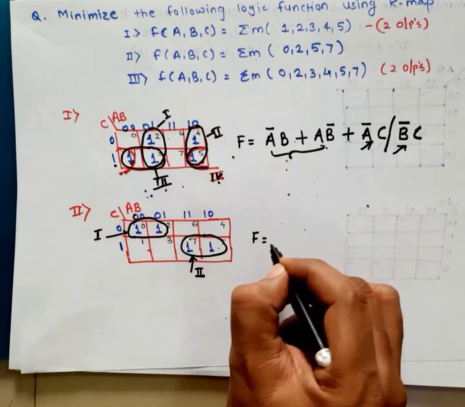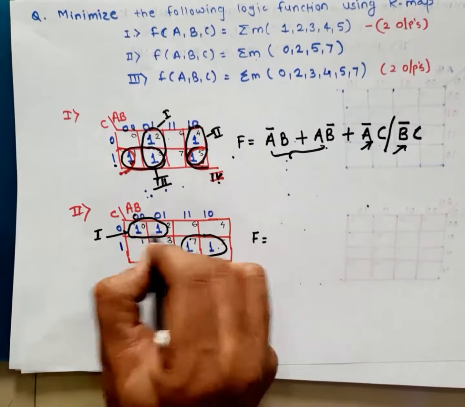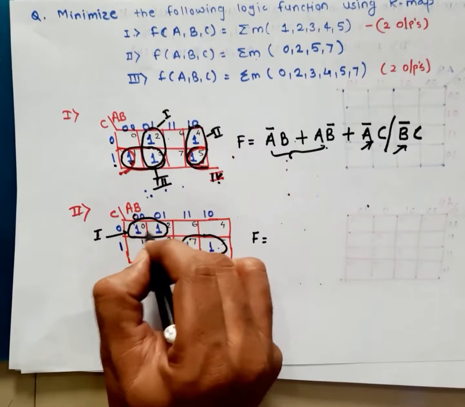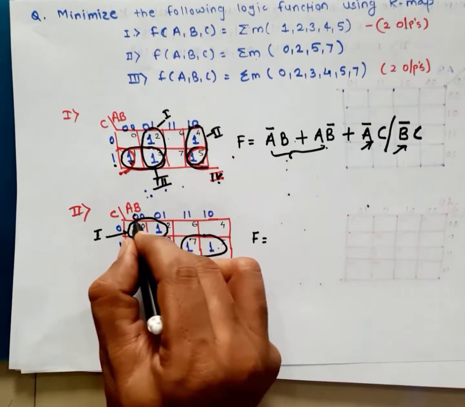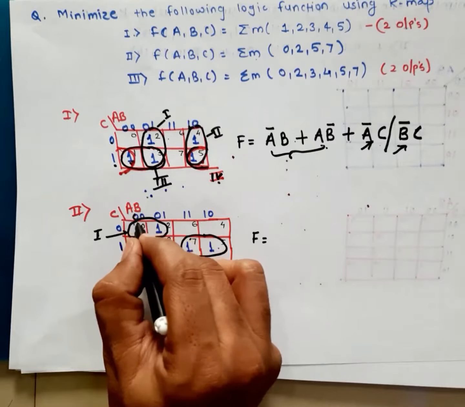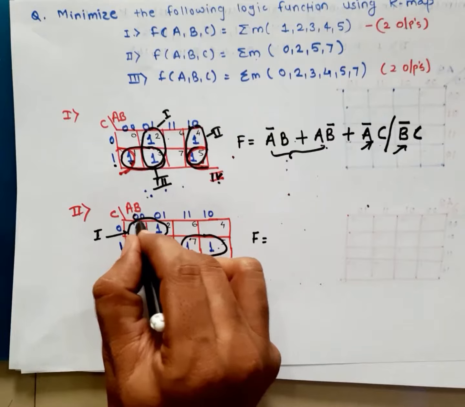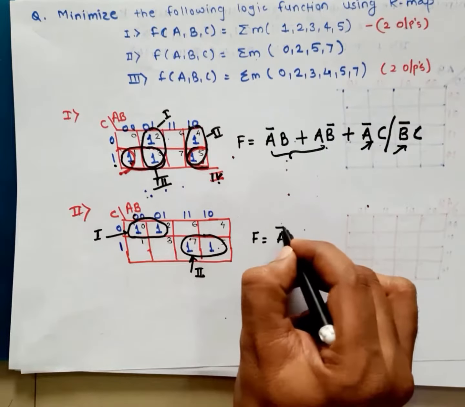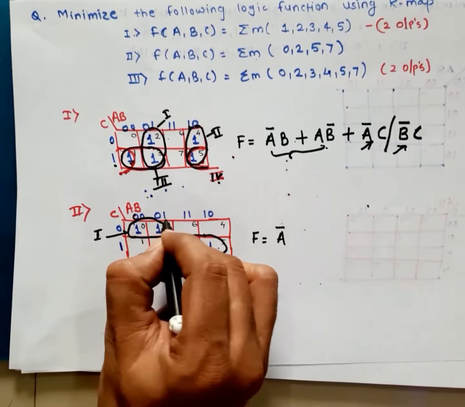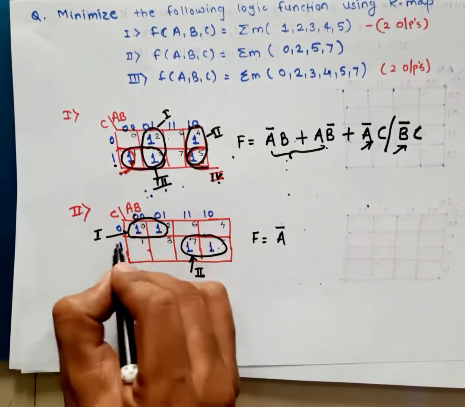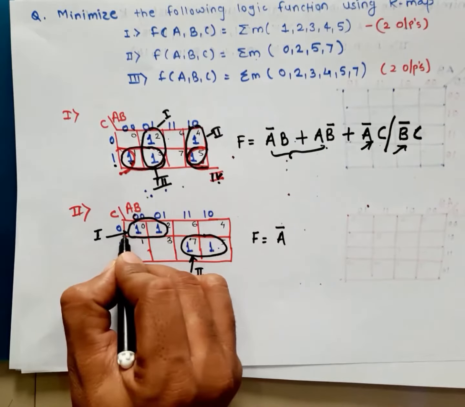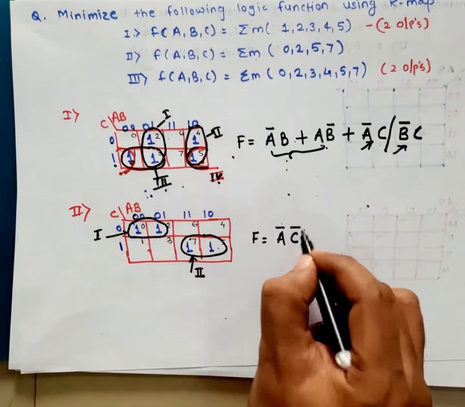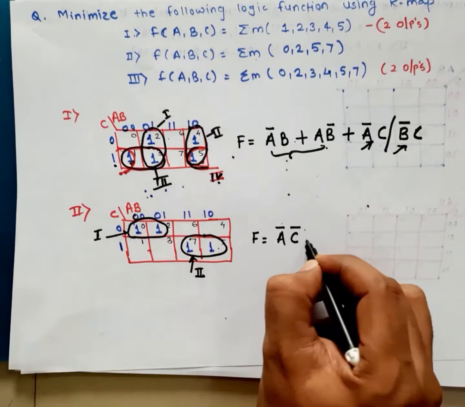So we can write down the equation for the first group. How many columns are there? 2 columns and only 1 row is considered. So the value of A and B variables: for these 2 columns, A is 0 0, so 0 means A bar. B is 0 1, 0 1 means it gets eliminated. Now the third variable, C, the value is 0, so it is considered as C bar.